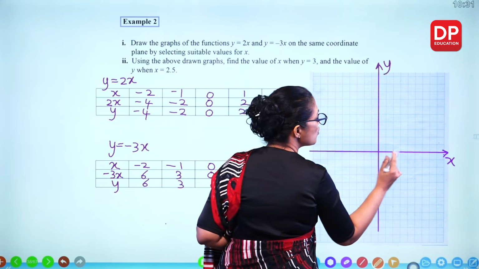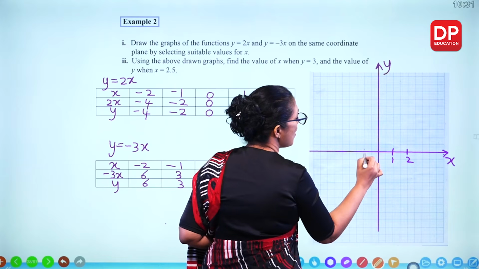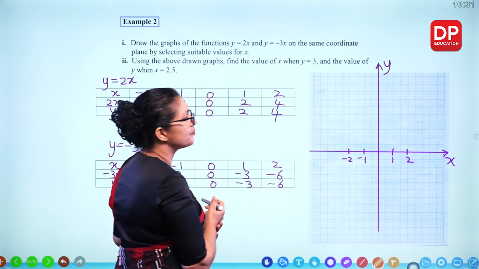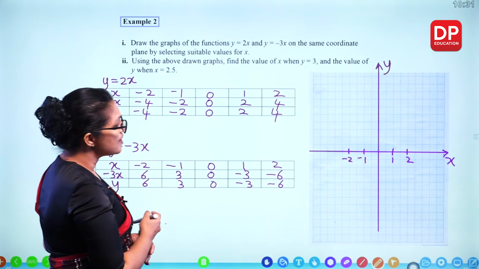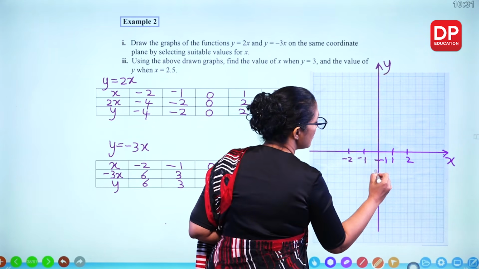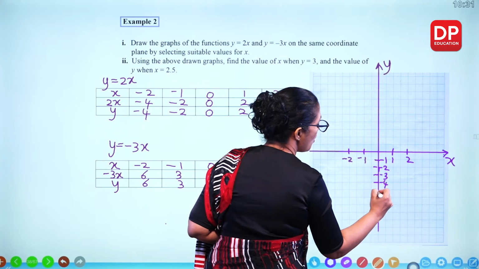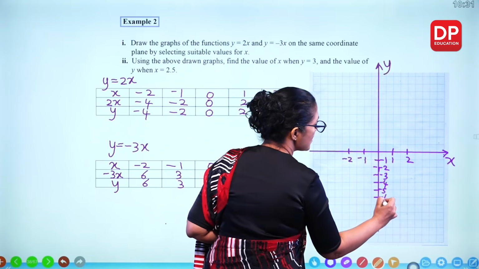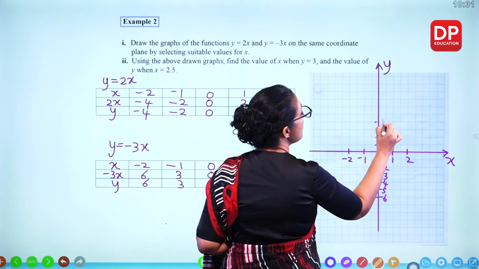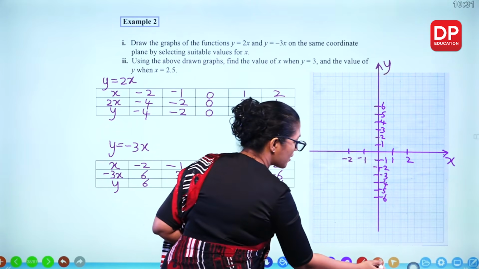Here you can take 2 big squares as 1 unit. 1, 2, minus 1, minus 2. And for the other side you need 1 square: 1, minus 1, minus 2, minus 3, minus 4, minus 5, minus 6 here and 1, 2, 3, 4, 5, 6. Now we'll mark the points.